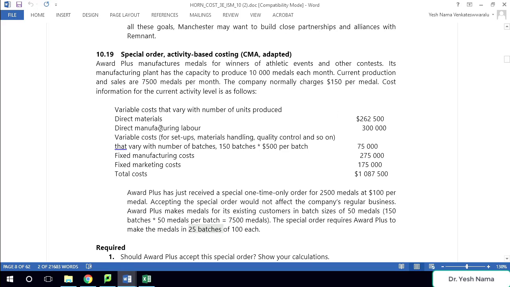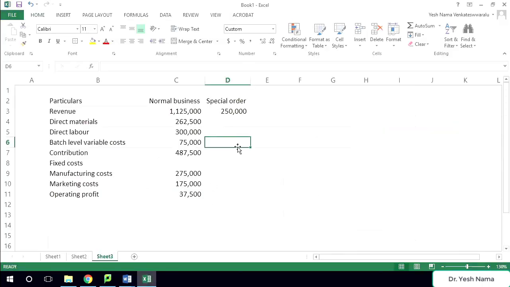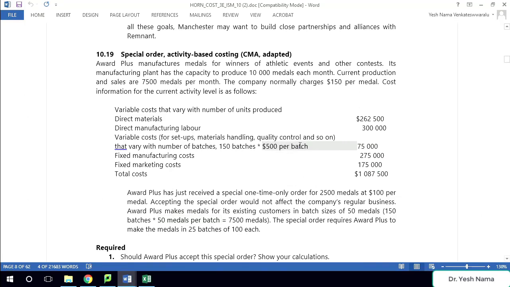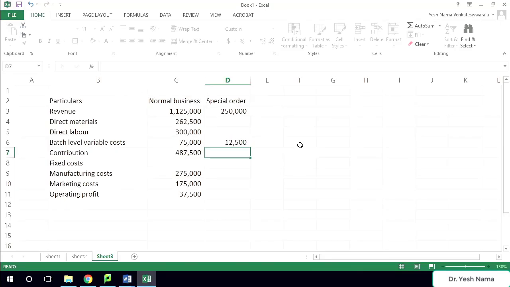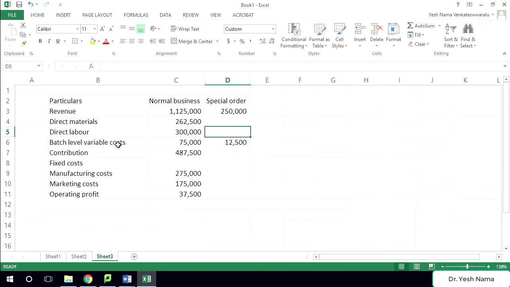How are we going to calculate the material and labor costs? 25 batches of 100 each, whereas the normal batches are 150 batches of 50 medals per batch. So normally they manufacture 50 medals per batch, now they're manufacturing 100 medals per batch. So if anything, they are saving on the batch level costs. So, batch level cost, 25 batches times 500 per batch, 12,500.